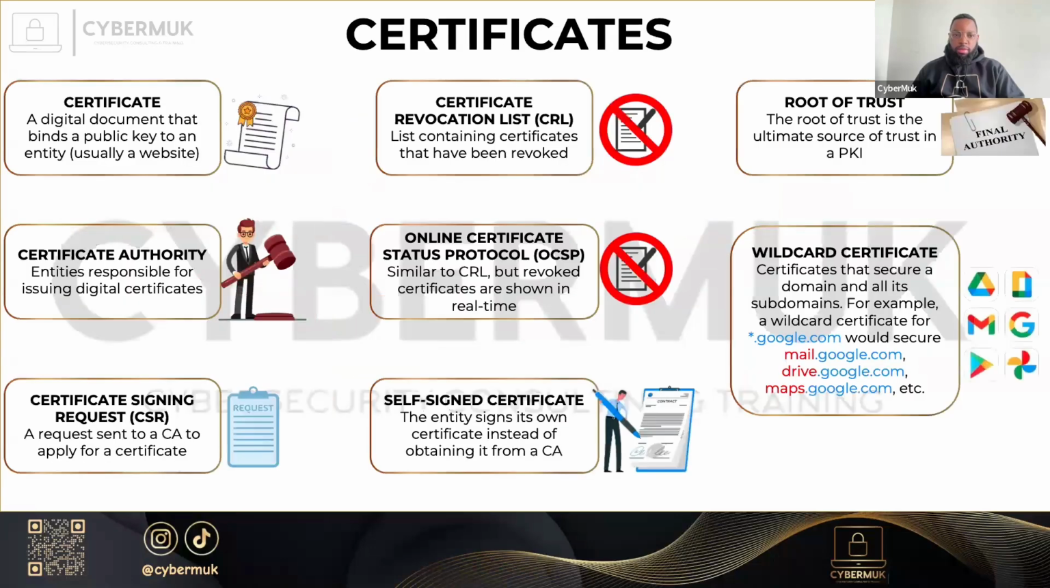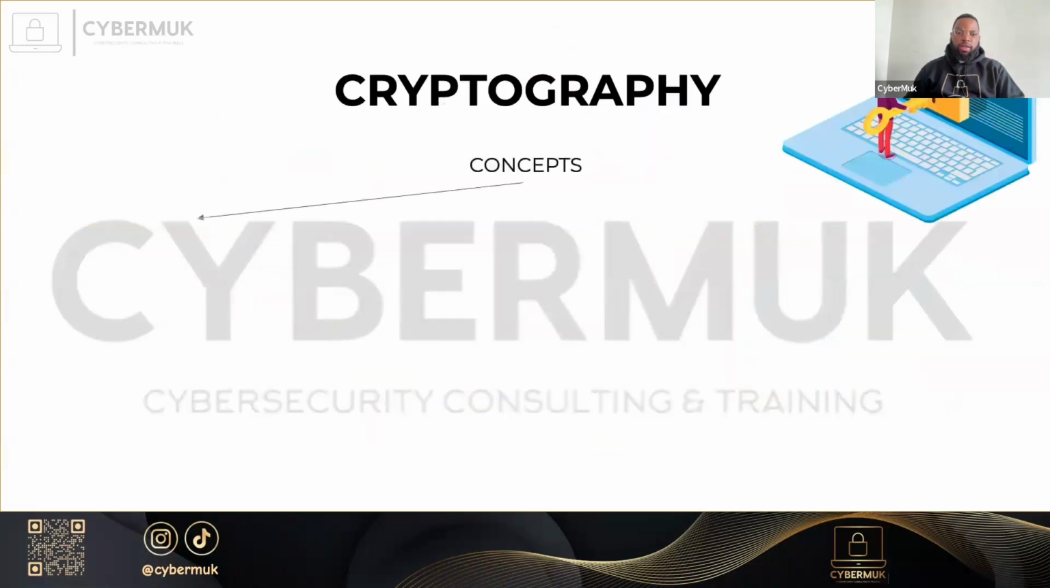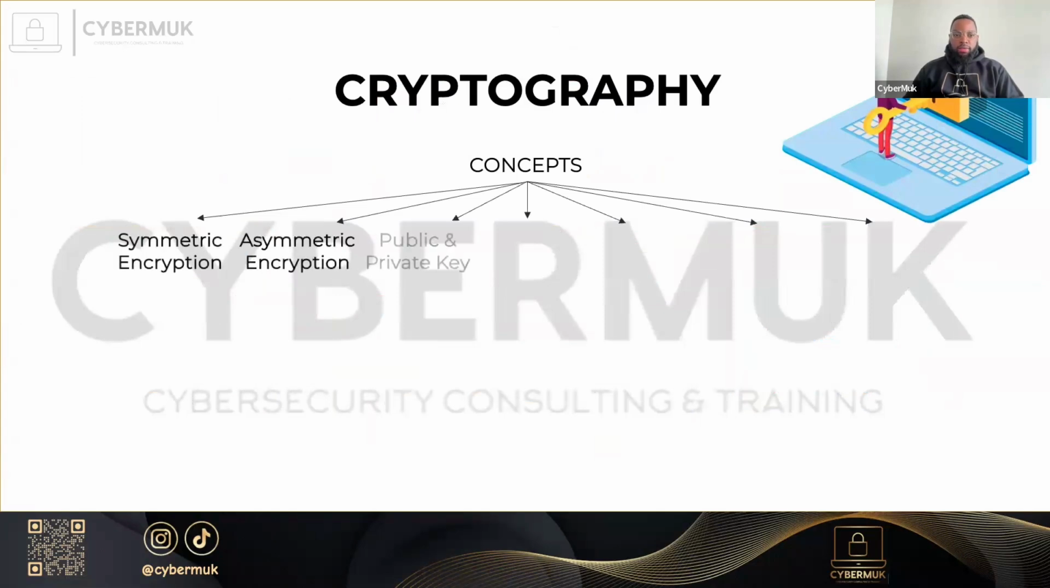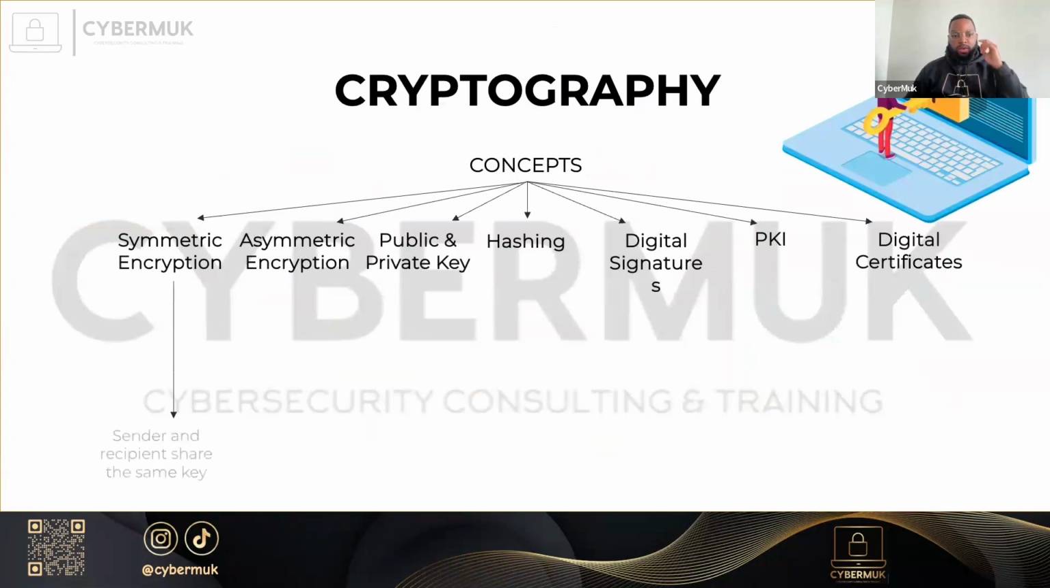So those are examples of certificates. You have a CRL, OCSP, CSR. These are important acronyms. And let's summarize all of these concepts of cryptography. So first, we started with symmetric encryption. What's symmetric encryption? The sender and the recipient share the same private key. It should never be shared with anyone. It should always be kept private.